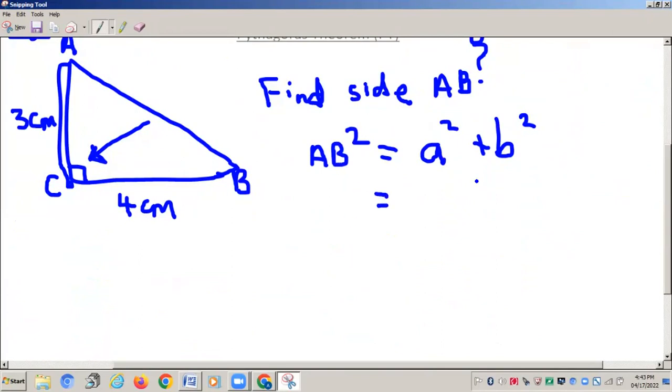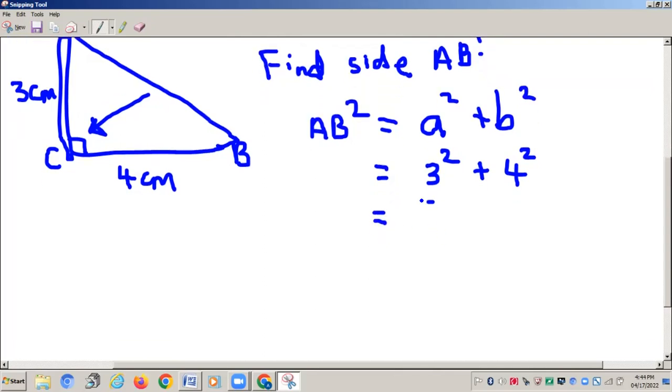So therefore, a squared and b squared are the two short sides. Now, it could be any one of them here. Don't stress yourself. So I'm going to use that 3 squared and 4 squared. What is 3 squared, class? 9. Very good. And 4 squared is 16. And what's 9 plus 16? 25.